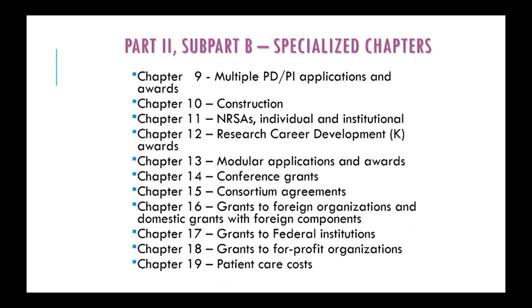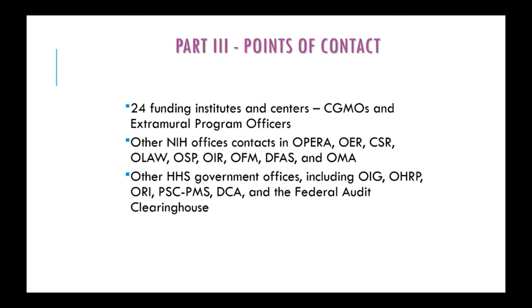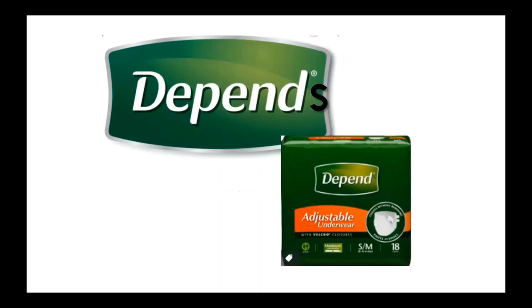All right, there are the specialized chapters again: NRSAs, career awards, modular applications, conference grants, the whole list, each of these chapters. Next slide, please. Part 3 has points of contact that can be useful, but actually the references online are generally more up to date. Next slide, please. So it depends. And again, how do we get through it depends? Next slide, please.